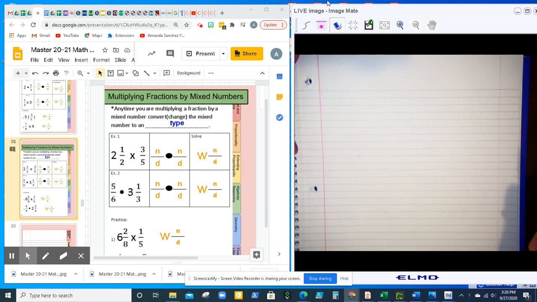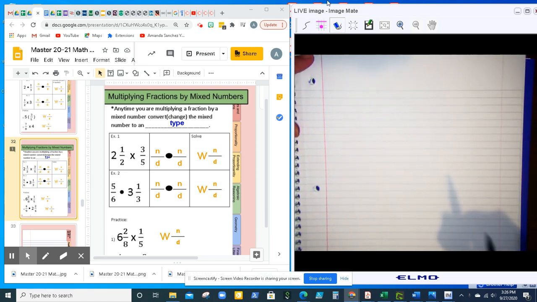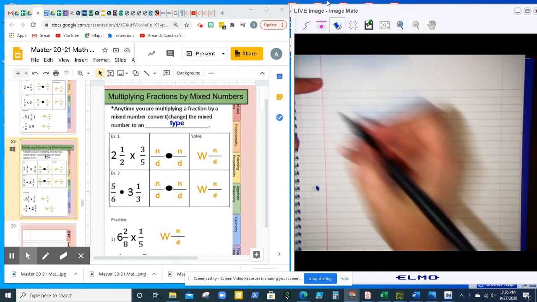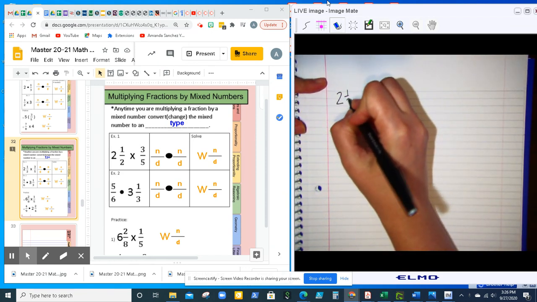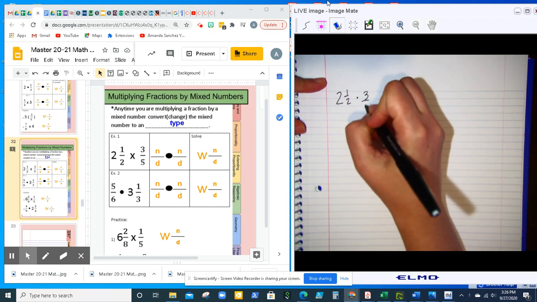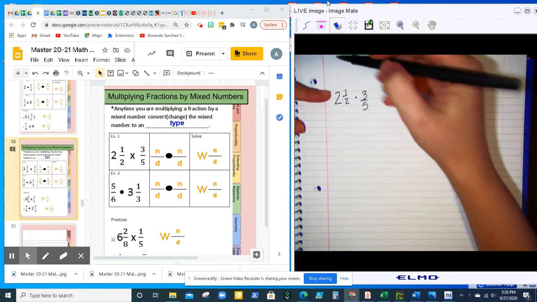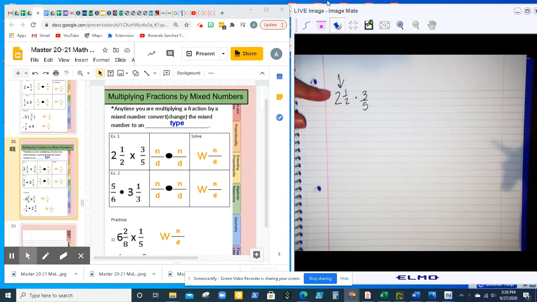All right, the last part of the notes are multiplying a fraction times a mixed number. Sometimes you're going to have two mixed numbers, so we're building into it so you guys can eventually solve a mixed fraction times a mixed fraction. So anytime you have a problem that has a mixed number times a fraction, you have to make sure that the mixed number is in the form of an improper fraction. So it has to be an improper fraction. That's what you're going to type right there.